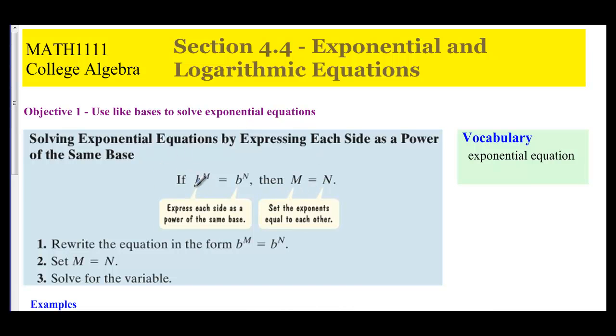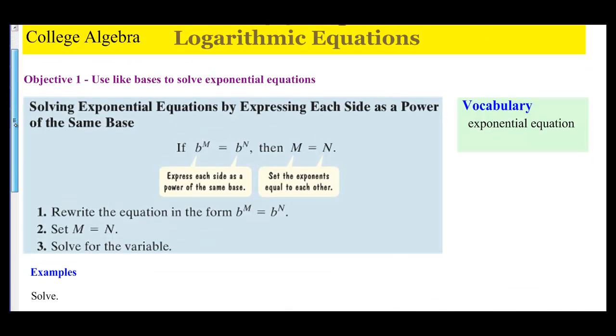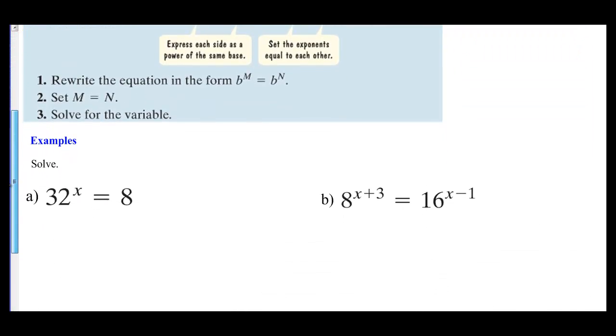One of the things to keep in mind is that if we have base to a power equals base to a power, if it is the same base, then we know that the powers have to be equal also. So if we can rewrite an equation into this form, then we can just drop the bases. So let's look at a couple of examples.